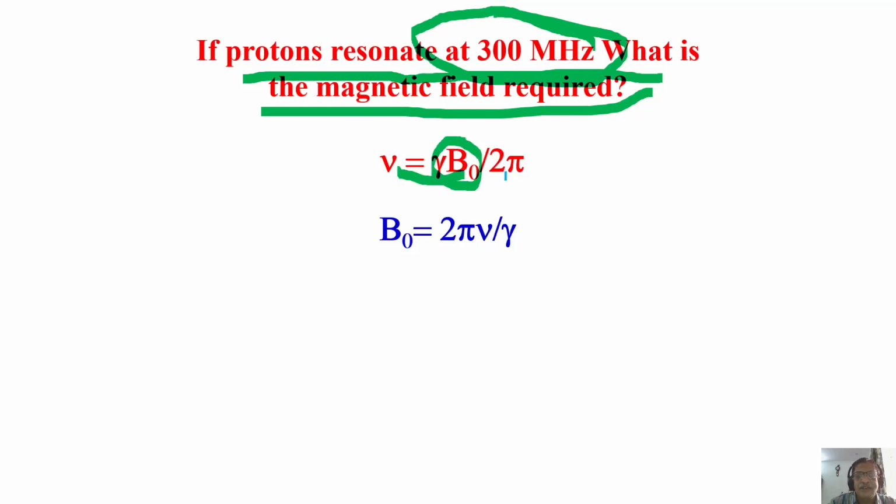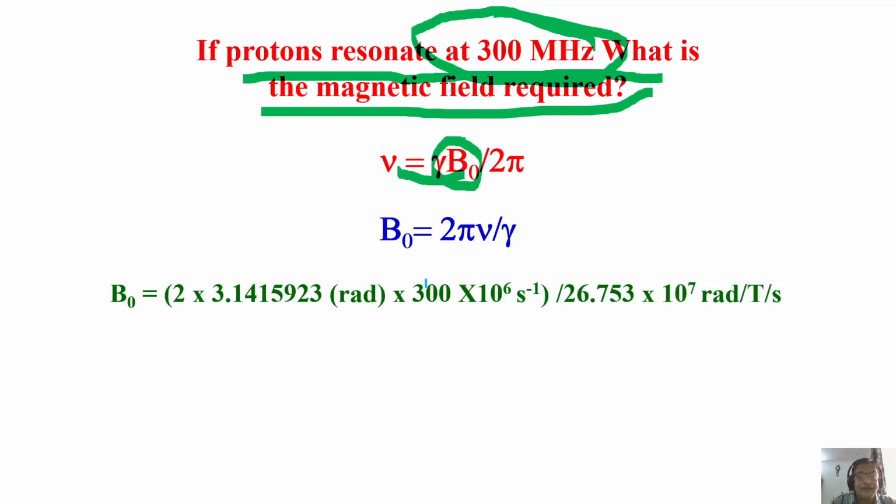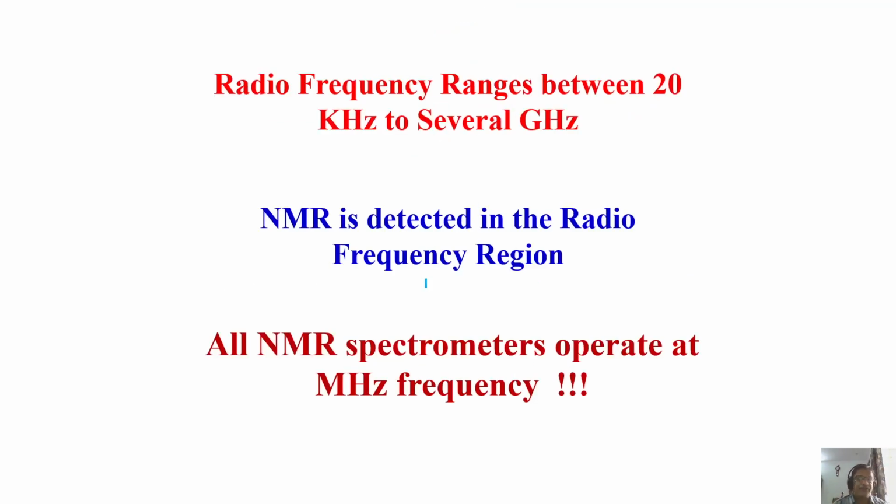So 2 pi goes here, B naught equals 2 pi nu over gamma. Plug in the values, simple. You find that B naught turns out to be 7.04 Tesla. So remember these things. You can calculate the magnetic field, and you can calculate the resonating frequency for a variety of nuclei. Fine? Okay. All these things we know.